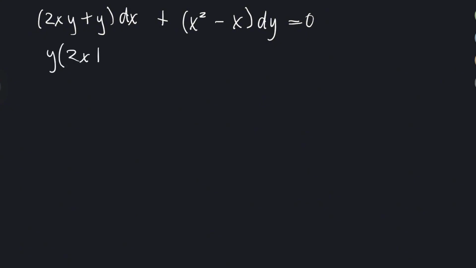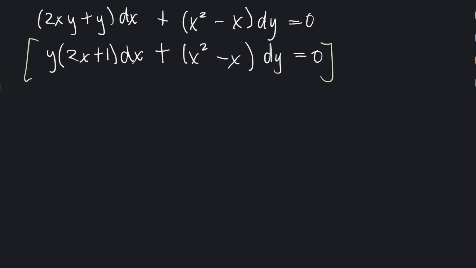If we factor out, that will be y times (2x plus 1) dx plus (x squared minus x) dy is equal to 0. To separate the x and y variables here, we're going to multiply all terms by 1 over y times the quantity x squared minus x.